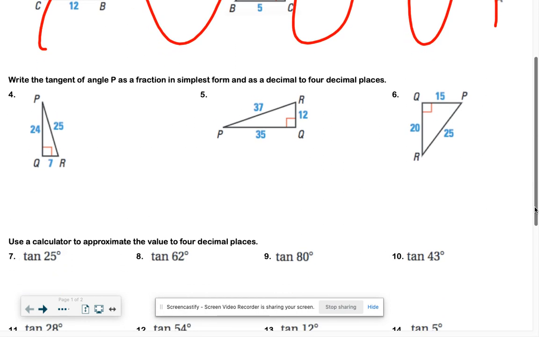So number four, write the tangent of the angle as a fraction in simplest form and as a decimal to four decimal places. So we're going from angle P. So if you remember, mark your angle P. Now we got to label our sides. Okay, what's 25? Hypotenuse. What's 7? Opposite. And what is 24? Adjacent. So if we want the tangent, what two legs are we using? Opposite and adjacent, so 7 over 24.